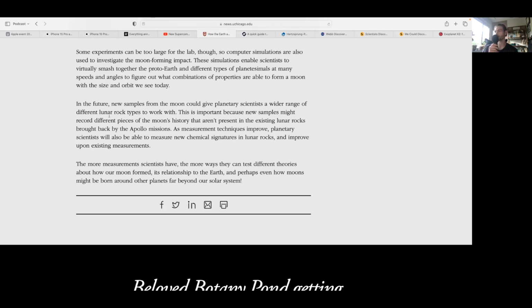As measurement techniques improve, planetary scientists will also be able to measure new chemical signatures in lunar rocks and improve upon existing measurements. The more measurements scientists have, the more ways they can test different theories about how our moon formed, its relationship to the Earth, and perhaps even how moons might be born around other planets far beyond our solar system. Very, very interesting, right there.